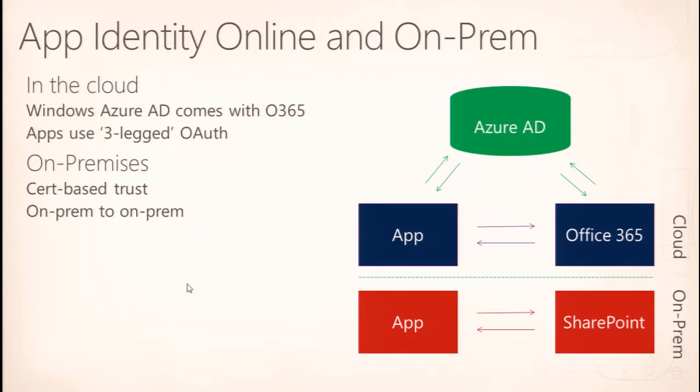So in this case, I can actually take advantage of the app model. I can take advantage of all those same remote deployed applications, all those same capabilities, all those same permissions in an on-prem environment when I don't have Office 365 and Azure AD.